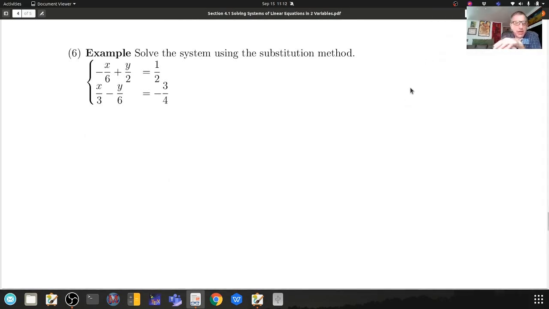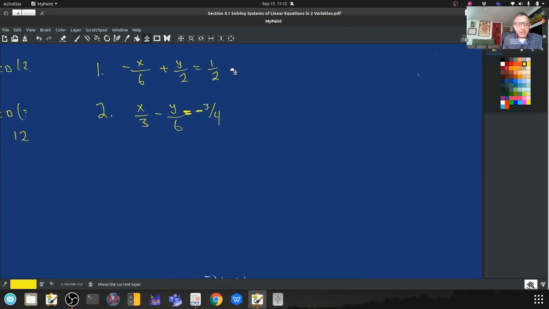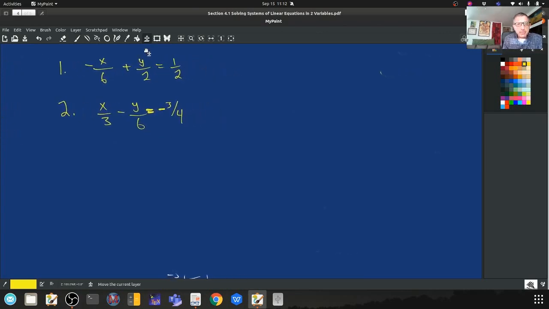So let's do this next system. It's fractions. So literally what we're going to do is transform these fractions into equivalent equations by finding their LCD and clearing denominators. So this is a really good exercise. So let's just look at the first one, equation 1, and what we're going to do is transform it into an equivalent equation.